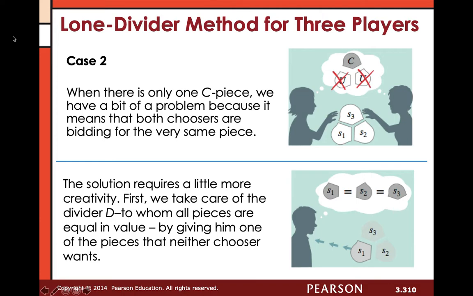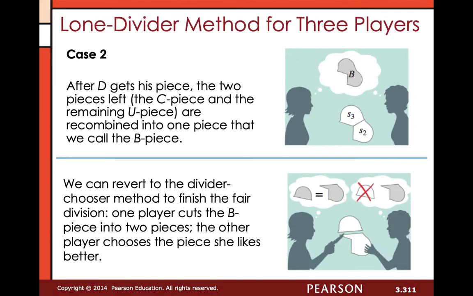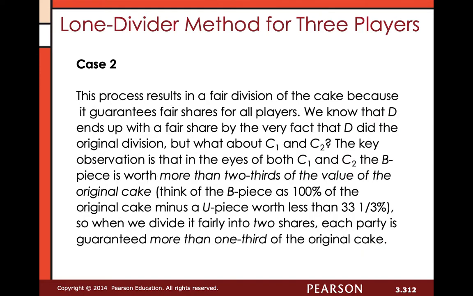First, we're going to take care of the divider, to whom all the pieces are equal in value, by giving them one of the pieces that neither chooser wants. So in this case, using the visual example, we're just going to have S1 go to D. After D has gotten their piece of the cake, the 2 pieces that are left, the C piece and the other U piece, are then recombined into one piece that we're going to call the B piece. We can revert then to the divider-chooser method to finish off the fair division, where one player will cut the B piece into 2 pieces, the other player then chooses the piece that they like better, and the divider gets the remaining piece.